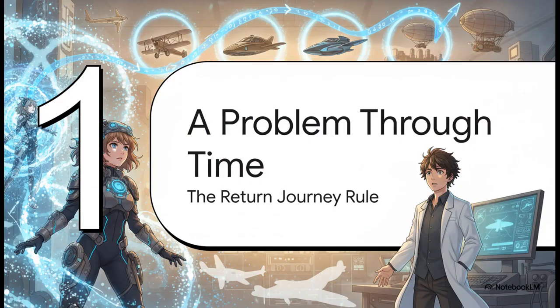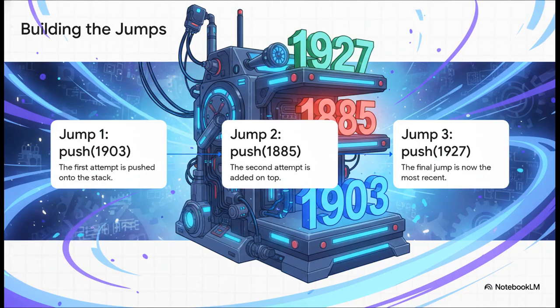So a time traveler comes to Alex with this incredible mission. He wants to hop around through time, right? Trying different years, making tiny adjustments, all to make sure flight actually happens. But there's a catch, and it's a big one. He has this one single non-negotiable rule. When he comes back, he has to return in the exact reverse order of his jumps. No exceptions.